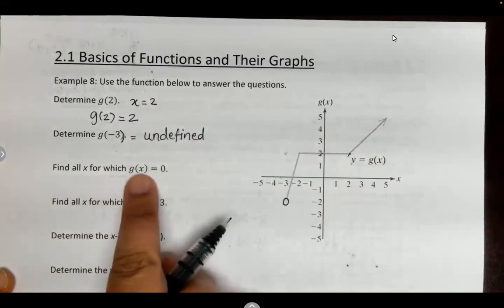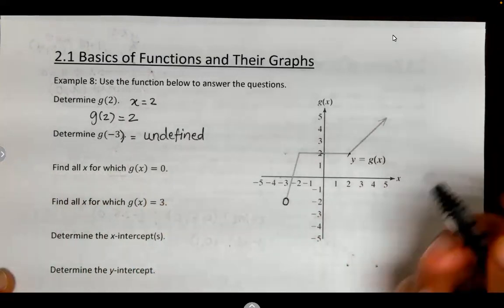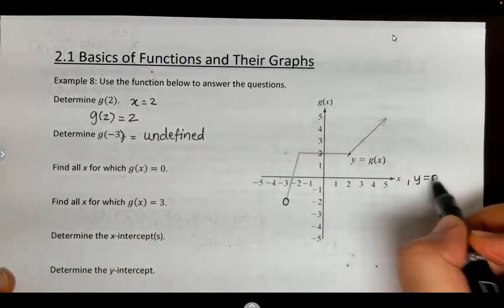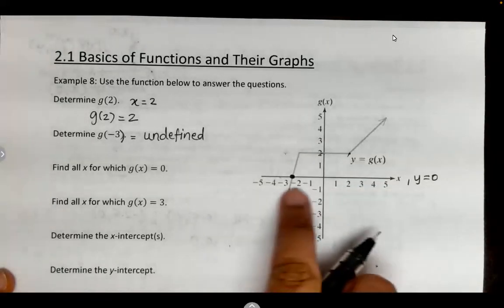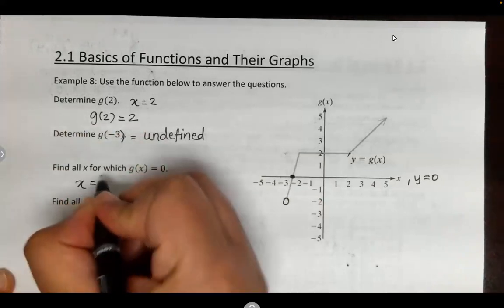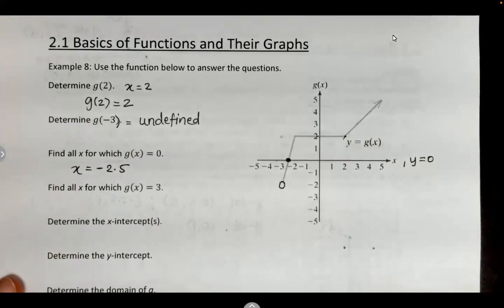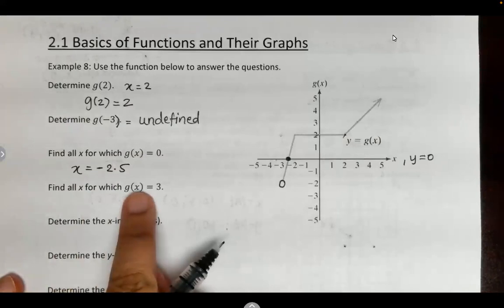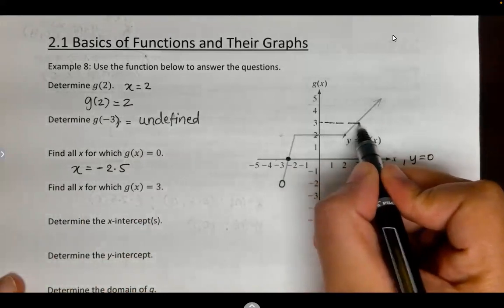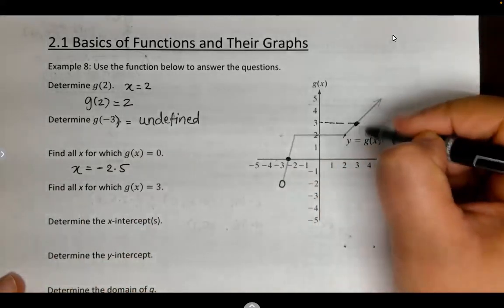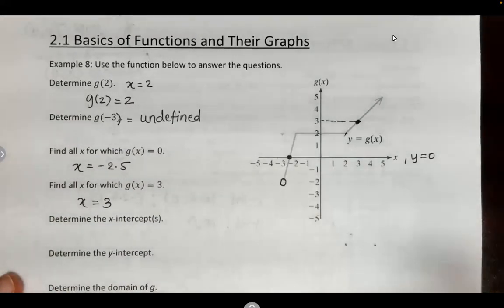Find all x values for g of x equals 0. Y is 0. Where is y 0? Y is always 0 on the x-axis. So at that point, we are going to find that x value, which is between -2 and -3, so -2.5. Find all the x values when the g of x, y value, is 3. Y is 3. So at this point, x is also 3. There is no graph on the other side.